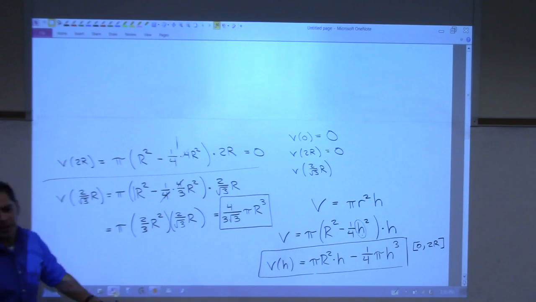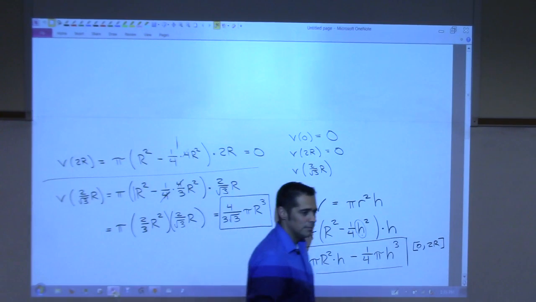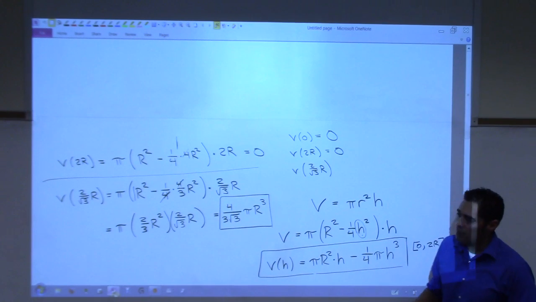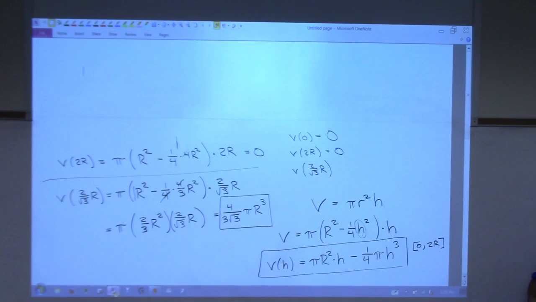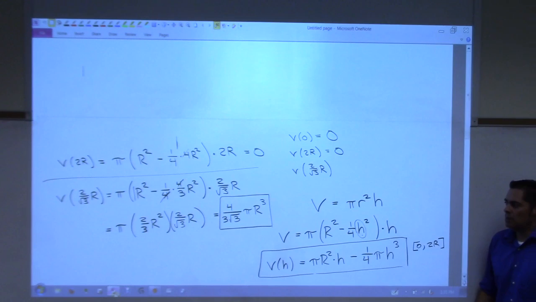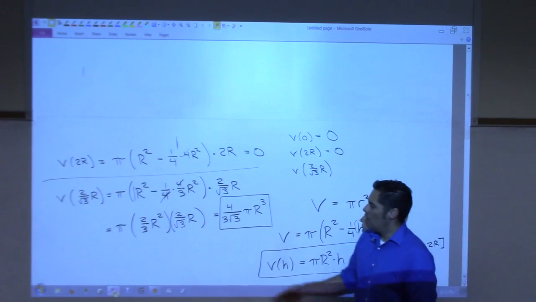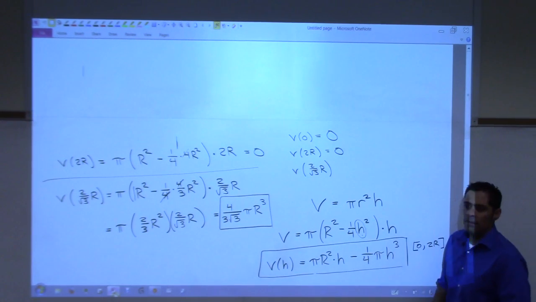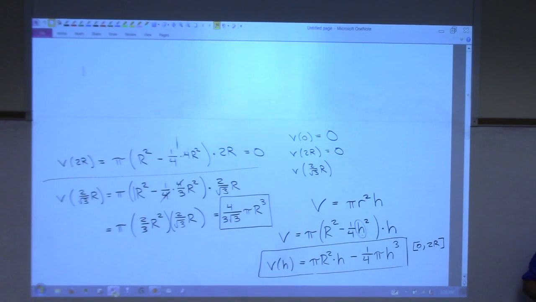So if you have a sphere of radius capital R, and you wish to inscribe a cylinder into it, the largest such cylinder possible will have a volume of 4 over 3 root 3 pi R cubed, where R is the radius of the original sphere.